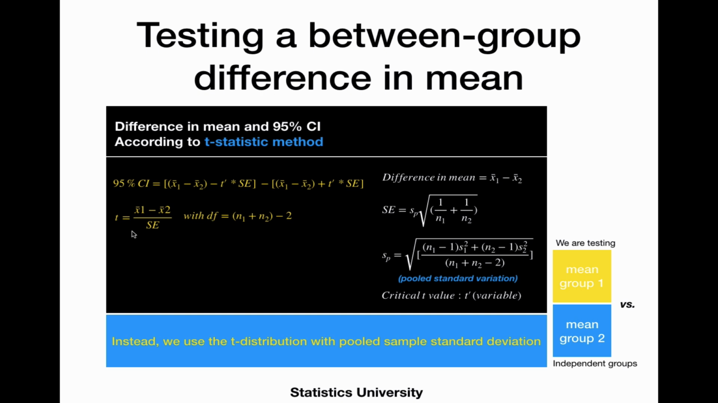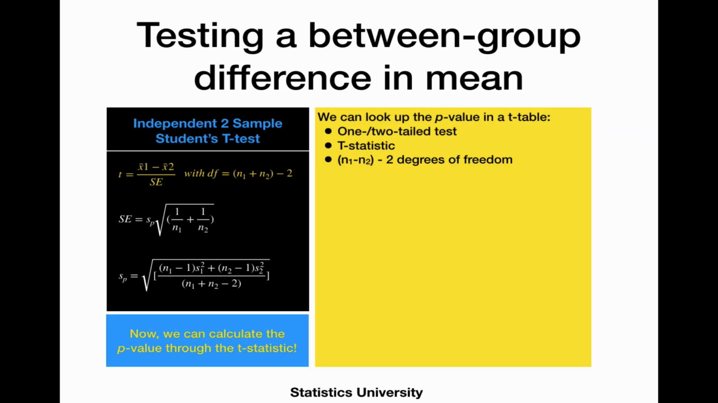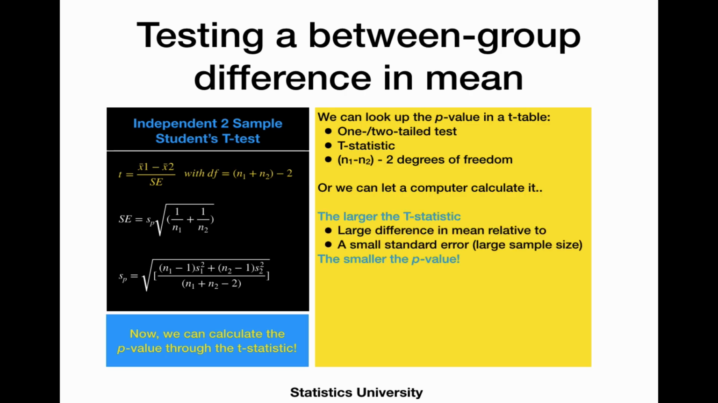And the formula for the t-value is just simply the difference in mean divided by the standard error as calculated here. So with that t-value, we can look up the p-value in a t-table by choosing either a one or two-tailed test, the t-statistic value, and the total number of patients minus 2 degrees of freedom. Or we can let a computer calculate it, because modern statistical software packages will easily give you the results of a student's t-test. And the larger the t-statistic, the smaller the p-value.